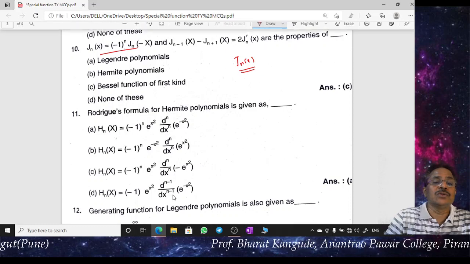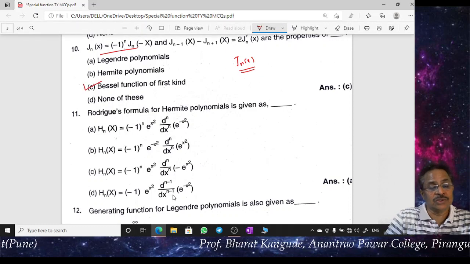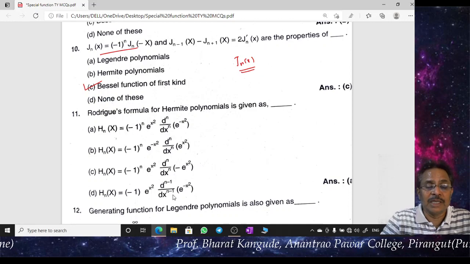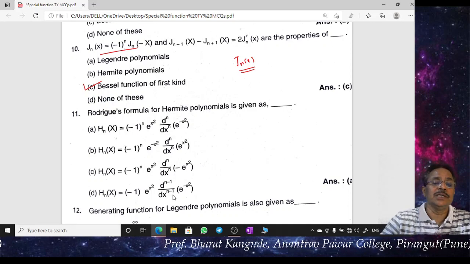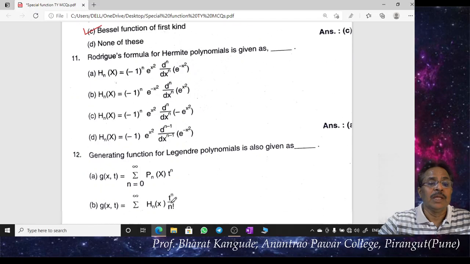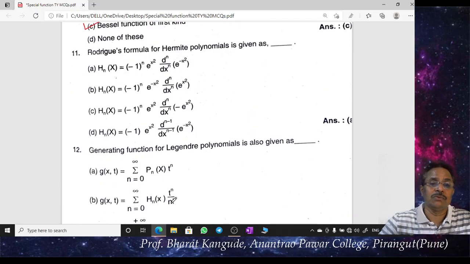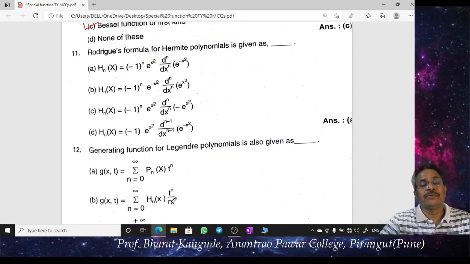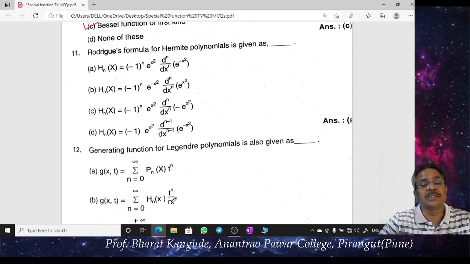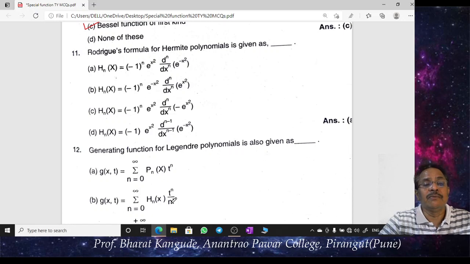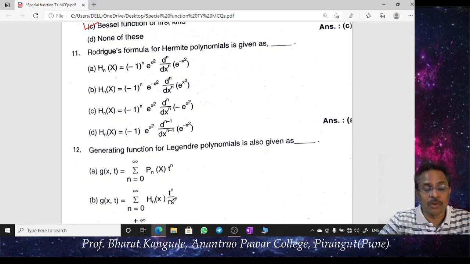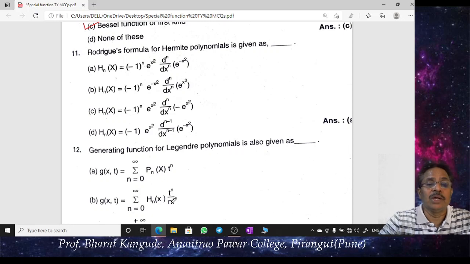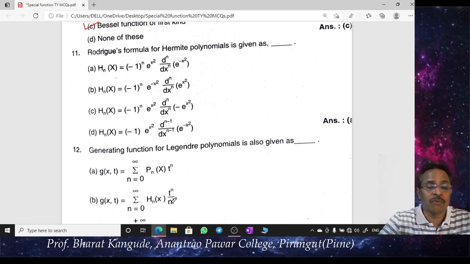These are the properties of the Bessel function of the first kind. So just identifying the symbols, we can identify for which type of function these properties are there. Okay, now there is one more important aspect which we have already discussed. All these special functions can be defined from a certain formula, and these formulas are called the Rodrigues formula. So the Rodrigues formula for the Hermite polynomial is given as, there are 4 options given.